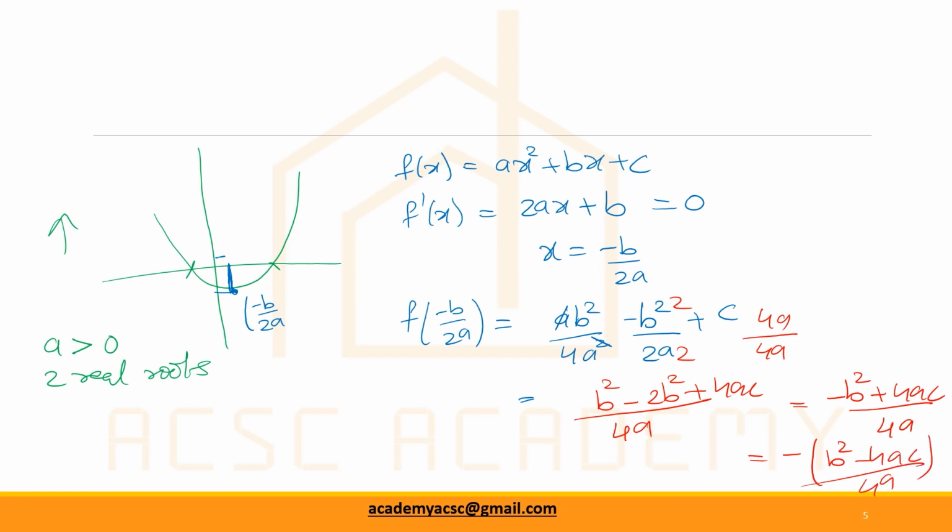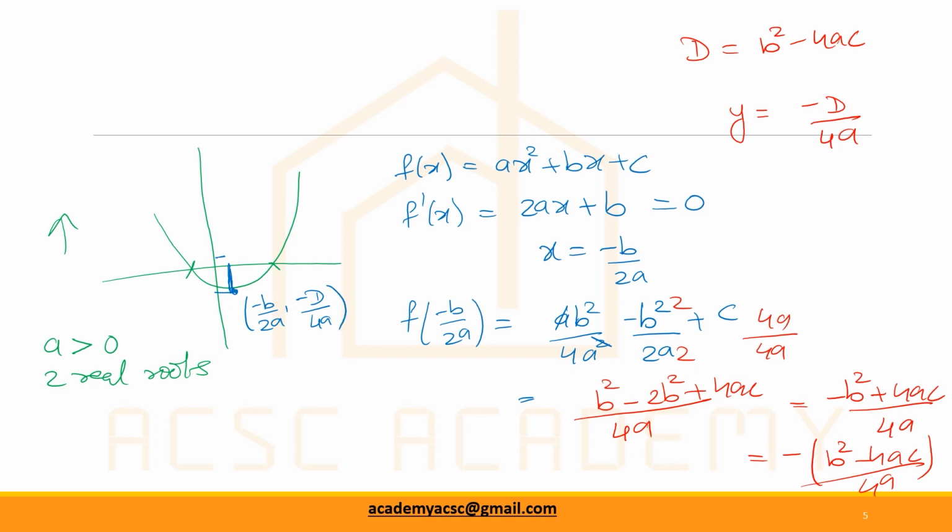So we already know that d, the determinant, is given as b squared minus 4ac. Hence for this, the value of y, or the value of f of minus b by 2a, becomes minus d by 4a, which means the y coordinate of this particular point is minus d by 4a.